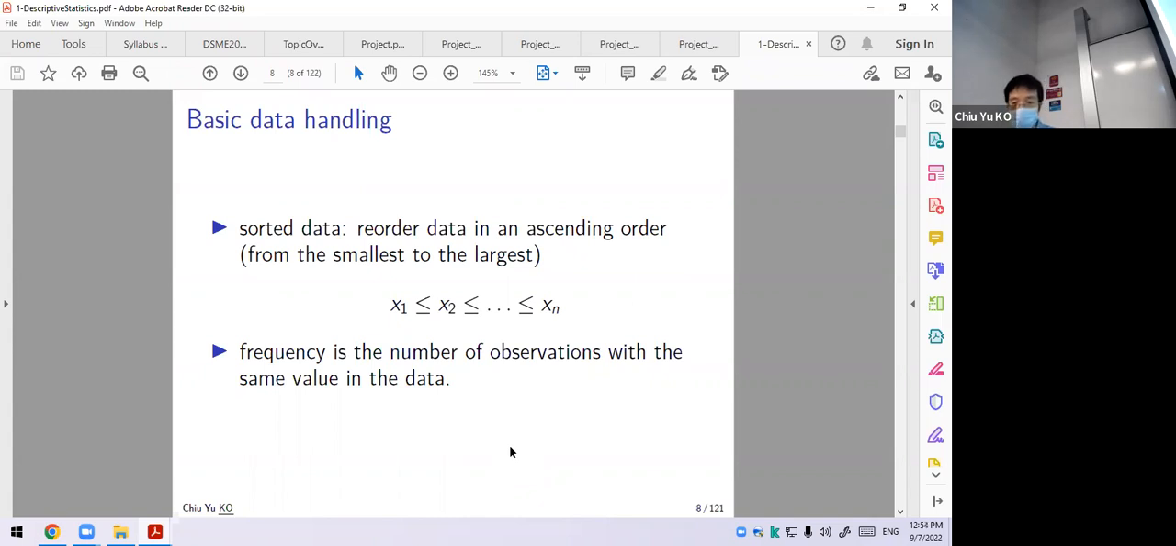And the next thing, which you have learned in high school, is frequency. Frequency is the number of observations with the same value. That means that if, say, x1 and x2 are 1, and then x3 is more than 1, then the frequency of 1 is 2.